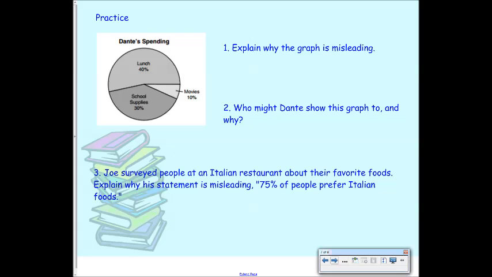All right, and last but not least, number 3. Joe surveyed at an Italian restaurant about people's favorite foods. He said 75% of people prefer Italian foods. What's wrong with that? He's at an Italian restaurant, okay? Well, if you're asking people what your favorite food is, and you go to an Italian restaurant, what are people going to say? Italian food. There's nothing wrong with Italian food. I love Italian food. I'm curious about the 25% of people who are there that don't like Italian food, but that's beside the point. Okay, so if you go to an Italian restaurant, you can't ask somebody what's your favorite type of food. That's a biased survey.